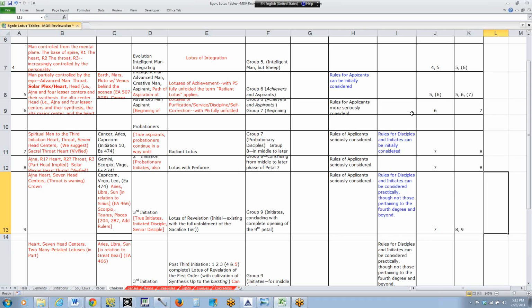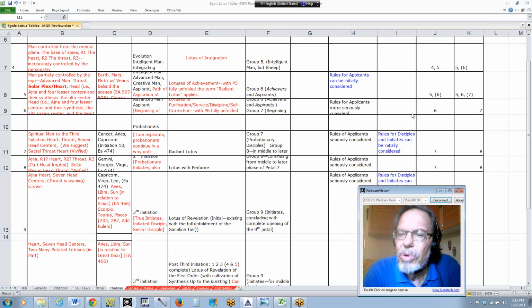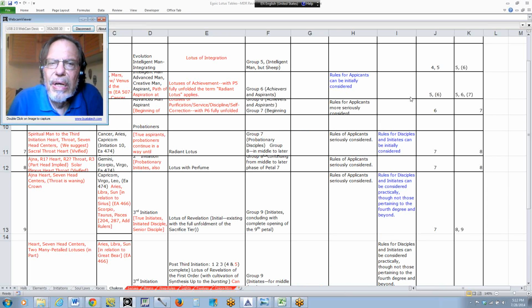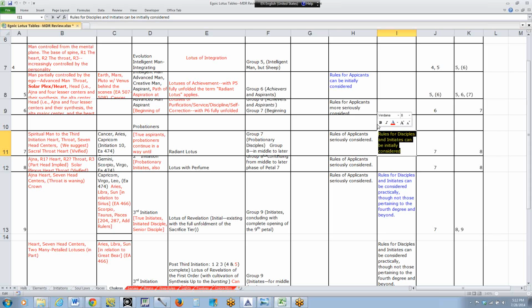Now, when can we really consider with any degree of profit the group rules, the rules for disciples and initiates? And I would say when we get to petal 7, we can consider the rules for disciples and initiates initially. When we get to petal 8 with its second initiation, I'm going to change this around a little bit and say that in petal 8, the rules for disciples and initiates can be seriously considered in a preliminary way. Now, there is a second initiation kind of reflection, basically for rules to begin at the third degree.